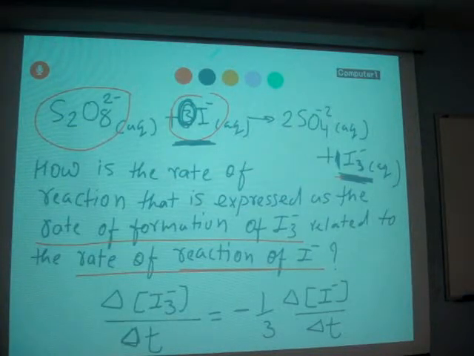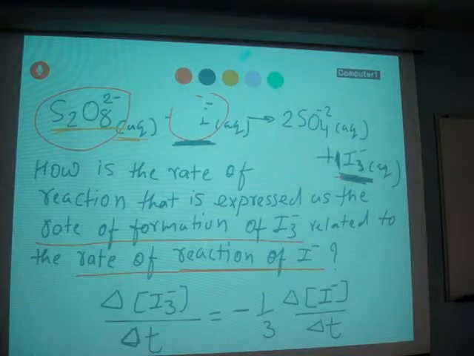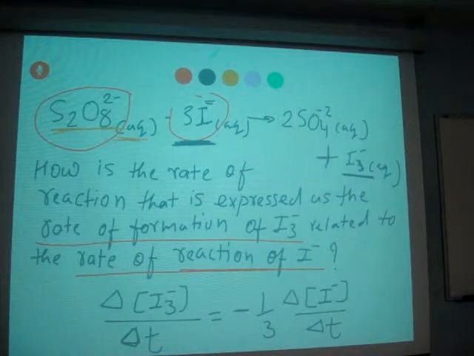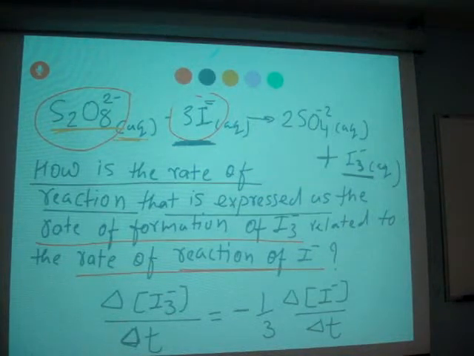Now let's take a look at another example of S2O8 2- in aqueous solution, and let me erase this one, we have 3 moles of I-. When it reacts, it gives 2 moles of SO4 2- aqueous and 1 mole of I3- aqueous. Now the question is, how is the rate of reaction, expressed as rate of formation of I3-, related to the rate of reaction of I-?